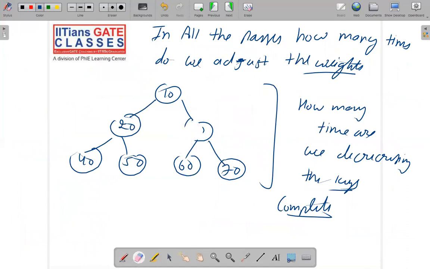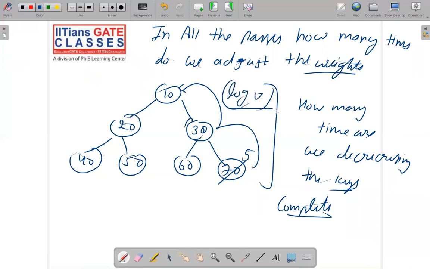For example, if I reduce this to 5, this will go here, then here, right? So it will take log V time. Why log V? Log V is the height of the tree. If you remember the min heap, after deletion, we replace the last element, put the last element on the root, then we do the adjustment, and it takes log n time. Log V time.